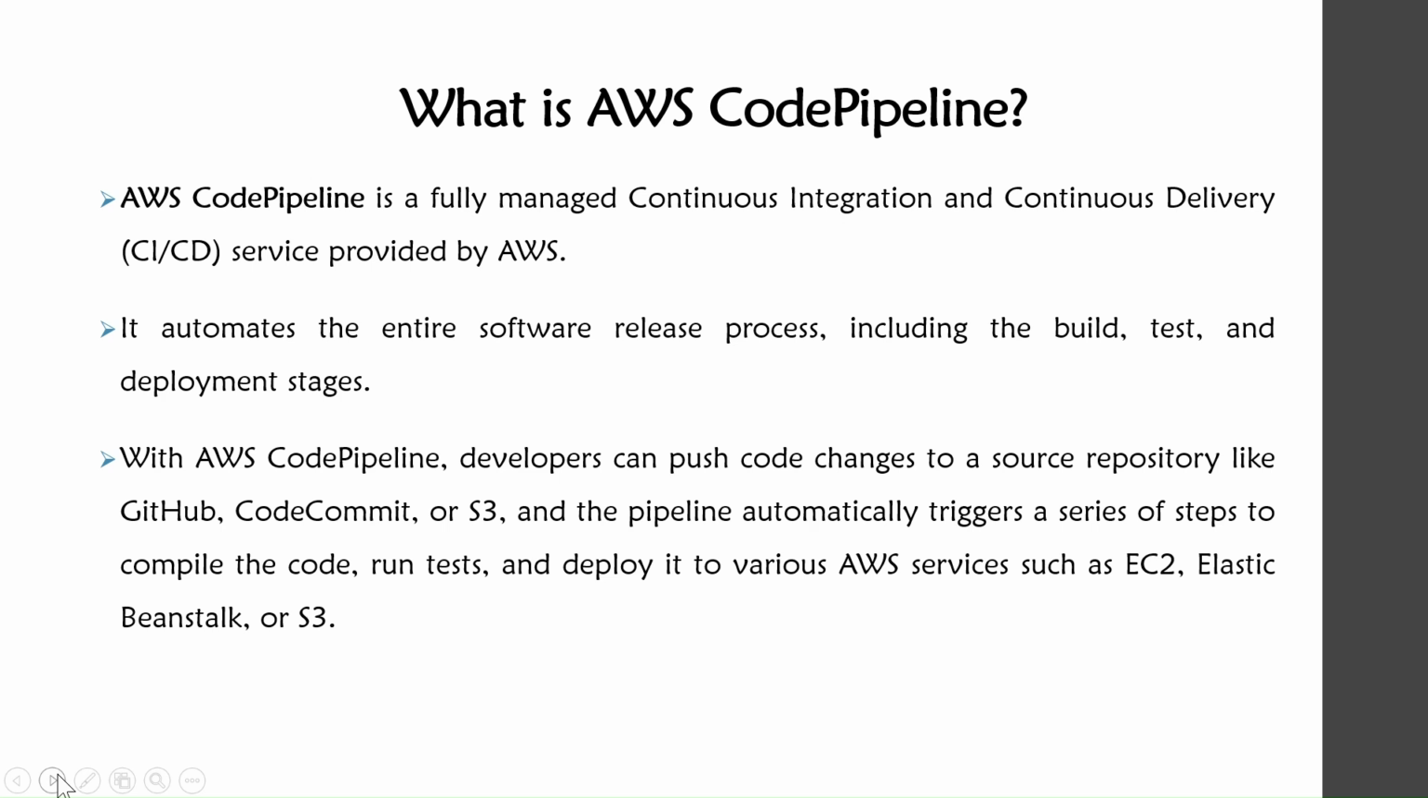AWS CodePipeline also integrates with third-party tools like Jenkins, which makes it flexible and adaptable to different development workflows. Its primary goal is to facilitate continuous integration and continuous delivery, ensuring that updates and new features can be delivered rapidly and with minimal errors.